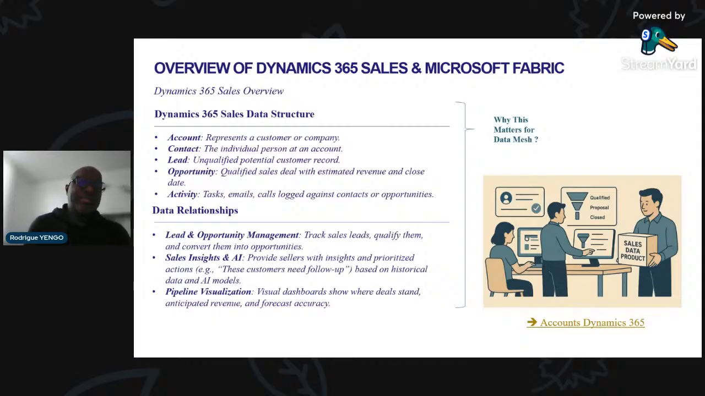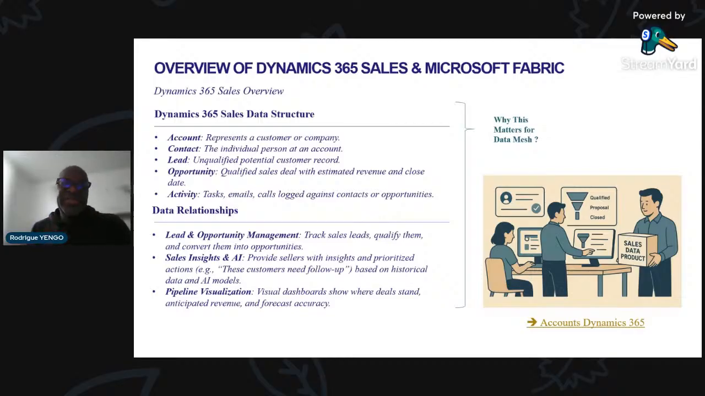We also have data relationships, because we are in a database. All these entities, or tables, are linked between them. For example, with lead and opportunity management, we track sales leads, qualify them, and convert them into opportunities. We have sales insight and AI that will provide insight helpful for salespeople to sell better. We also have pipeline visualization that helps visualize the steps in my sales process. It gives us insight that tells us if we have to act, change our process, or call someone. The most important thing we need to do is just to sell.